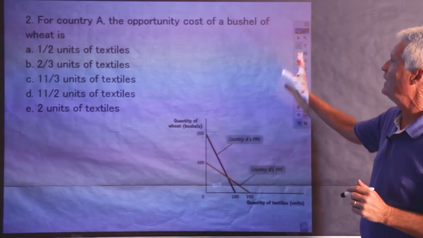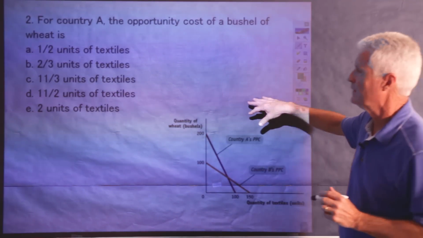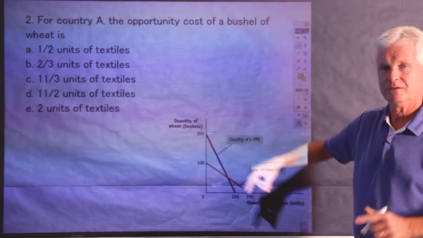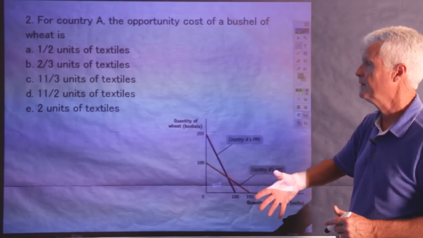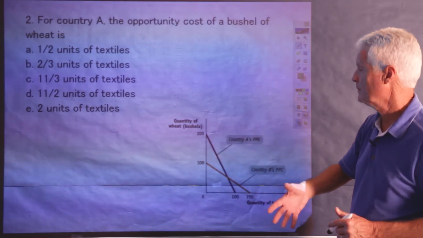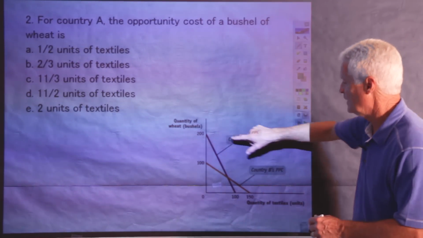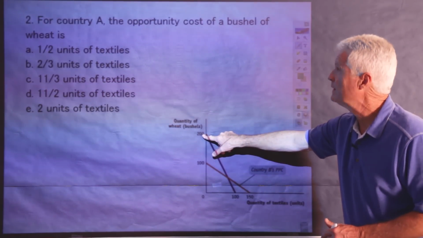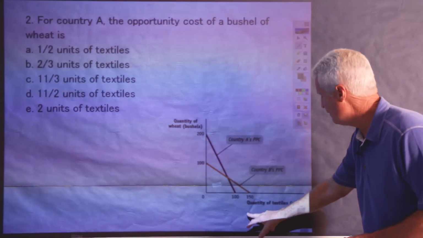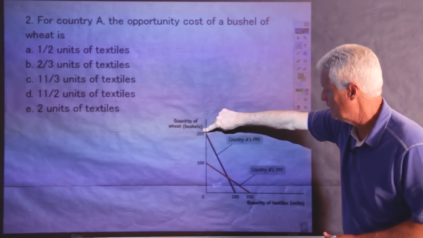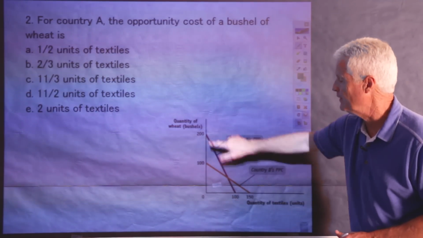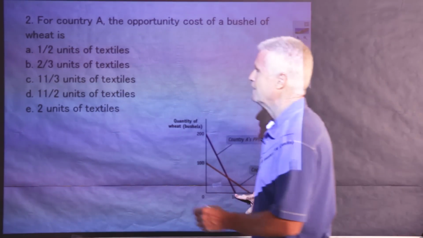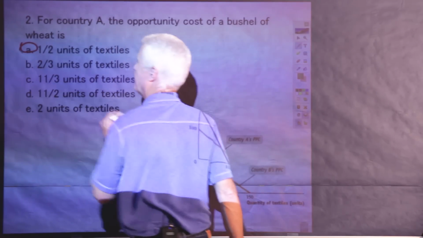Question 2, country A, the opportunity cost of a bushel of wheat is. Okay, look at country A. So pause the video, answer the question. Okay, so find country A. They can produce 100 textiles, 200 wheat. So the opportunity cost of wheat, if I want wheat, is 1/2 of a textile, right? Because I have to give up 1 for every 2. So it's 1/2 a textile, which is answer A.